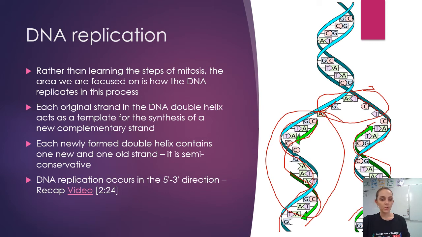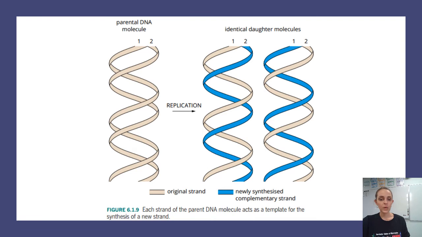Remember, there is a video that you can watch that goes through the direction of a DNA molecule. Now, this is an image from your Pearson textbook where we've got the parent DNA molecule here on the left. So this would be what's inside our individual chromatid. Now, each one of these beigey sort of taupey colored strands is going to be preserved. And from that, we're going to get a newly synthesized complementary strand shown in blue.